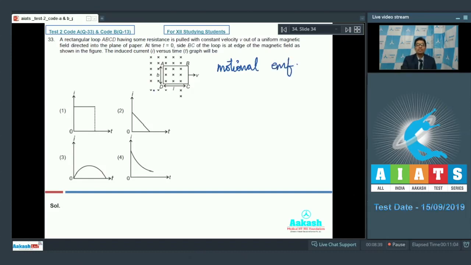Herein, as the loop comes out of the magnetic field, a motional EMF in this side of the loop will be created. Now the motional EMF's value would be equal to BV multiplied by the length of this side, which is small b. And since the resistance of this particular loop has been given to us, the current can be written as BVb by resistance of the loop.